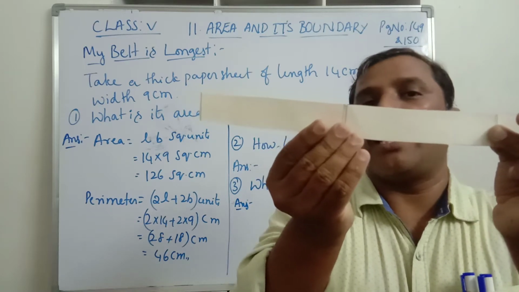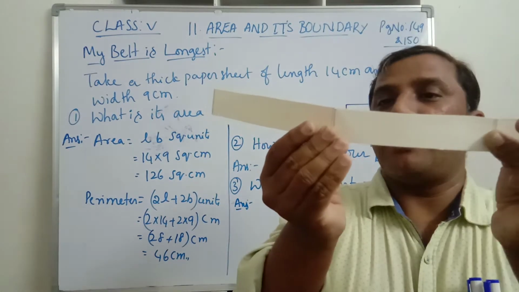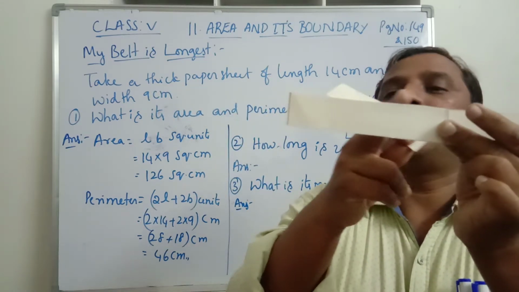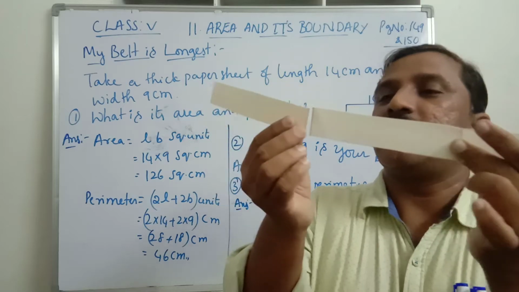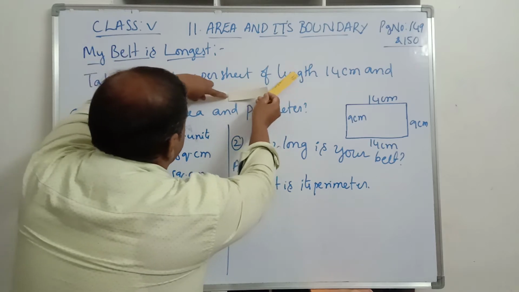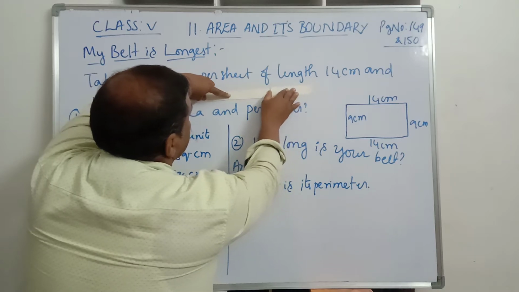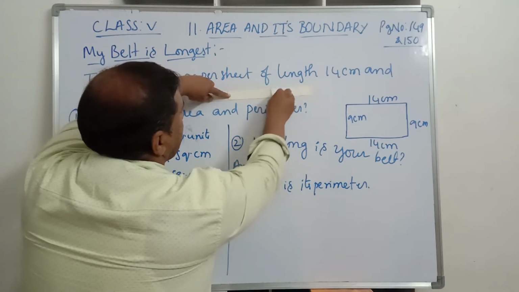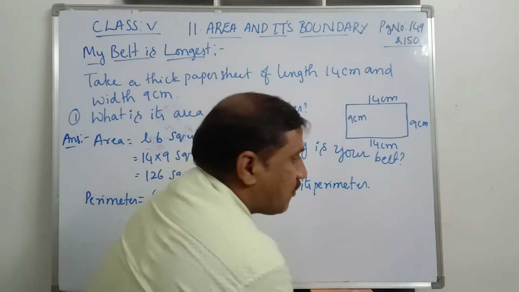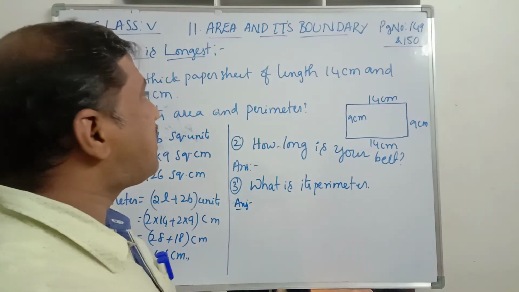What is the width of this belt? It is 3 centimeters. Width of this belt is 3 centimeters. Then what is the length of this belt? This is 14 centimeters and this is 14 centimeters. Again here we have 14 centimeters. So the length of this belt will be 3 times the length of the paper strip. Each strip is 14 centimeters. 14 plus 14 plus 14 is equal to 42 centimeters. It is 42 centimeters is the length of the belt.